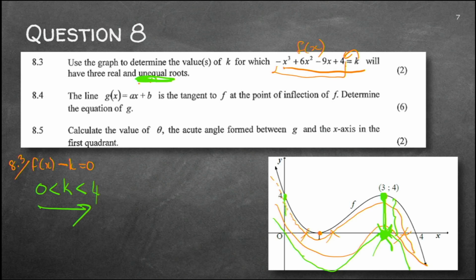The next one, the line, so 8.4, g(x) is equal to ax plus b, so it's a straight line, is a tangent to f at the point of inflection of f. Determine the equation of g. So definitely I need to first get the point of inflection. If I have the point of inflection, we can definitely then get the gradient and all the other necessary details. So let's quickly have a go at this.